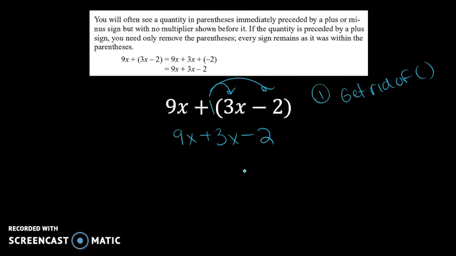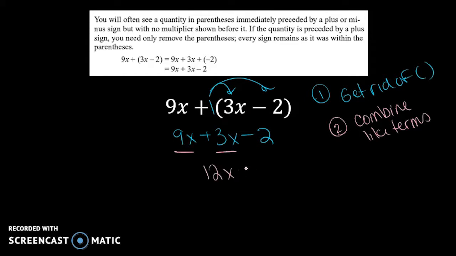And then we should always finish by simplifying it, so we'll just combine our like terms. And that gives us a 9x and a 3x would be 12x minus 2. So this would be simplified for us.